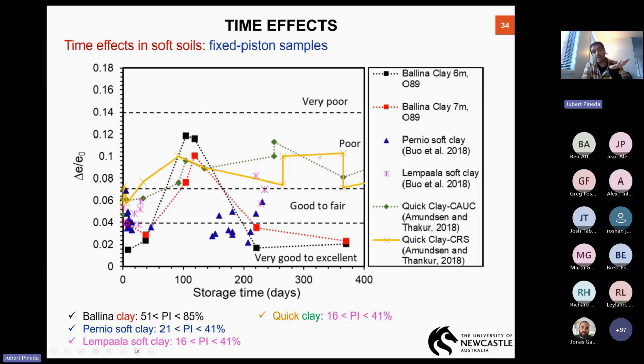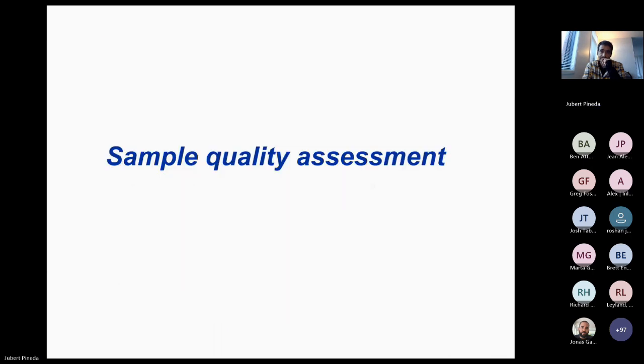If your sample is high plasticity, you can store it properly and then test it after even 1 year or more than 1 year without too many changes in the mechanical properties you have previously measured.